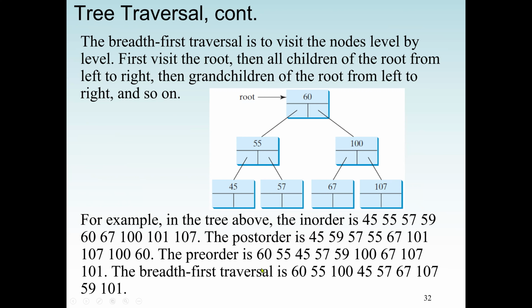Now, breadth-first traversal is more straightforward: 60, 55, 100, 45, 57, 67, 107. Again, breadth-first traversal means we go through the nodes level by level. So that's the whole concept of tree traversal, the four different methods. Pre-order means go through the current first, then the left subtree, then the right. Post-order means go through the left, then the right, before the current, which is the root. In-order means go through the left, then the root, then the right. Breadth-first means go through level by level, level 1, level 2, level 3.